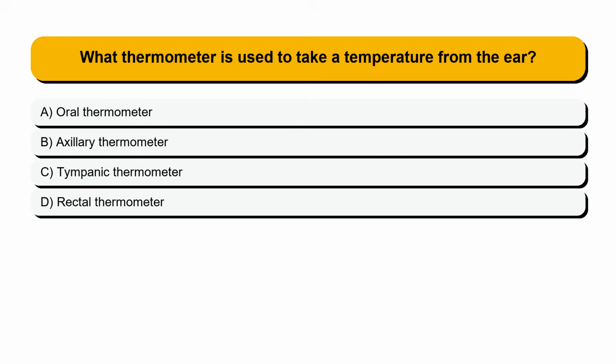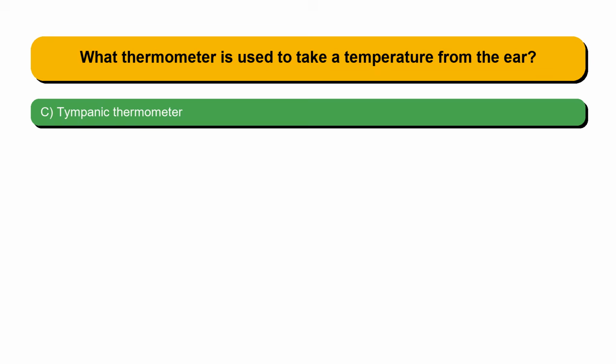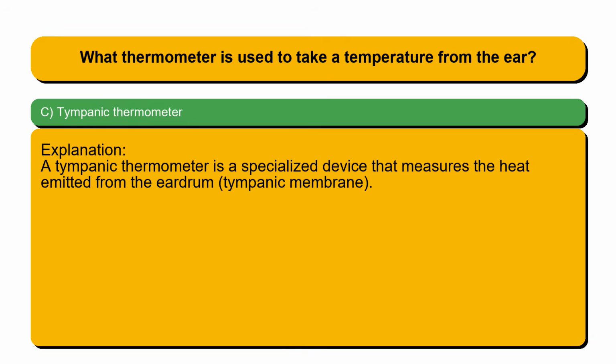Question 46. What thermometer is used to take a temperature from the ear? Option A. Oral thermometer. Option B. Axillary thermometer. Option C. Tympanic thermometer. Option D. Rectal thermometer. The correct answer is option C. Tympanic thermometer. A tympanic thermometer is a specialized device that measures the heat emitted from the eardrum, the tympanic membrane.